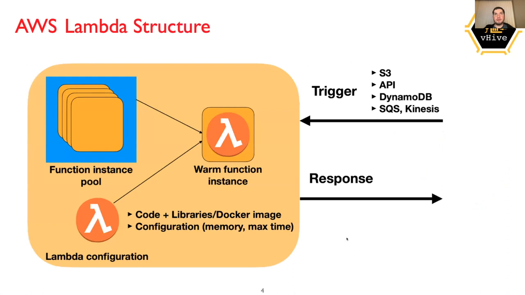So basically the way it works is that you have to define code and libraries, or a Docker image, as Lambda configuration plus some parameters. And then once you define it, if the service has any incoming events from the trigger, for example, a new S3 file, API request, or new message from a queue, it will take a function instance from the function instance pool, put the Lambda configuration within it, process the request and produce the response.